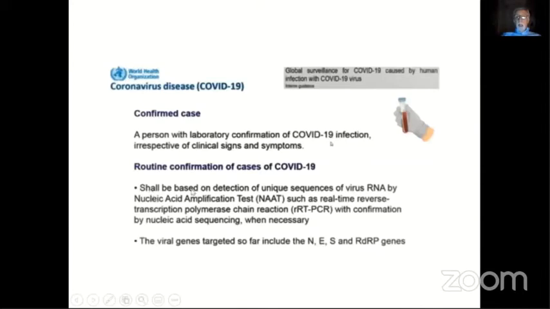Usually the routine confirmation should be based on detection of the unique sequences of the virus RNA by NAT, nucleic acid amplification test, and the most popular is for sure the real-time reverse transcription polymerase chain reaction. Sometimes we may confirm this data also by sequencing. Finally, the targets of this test are the regions of the viral genes that include the N, E, S, RdRp genes.